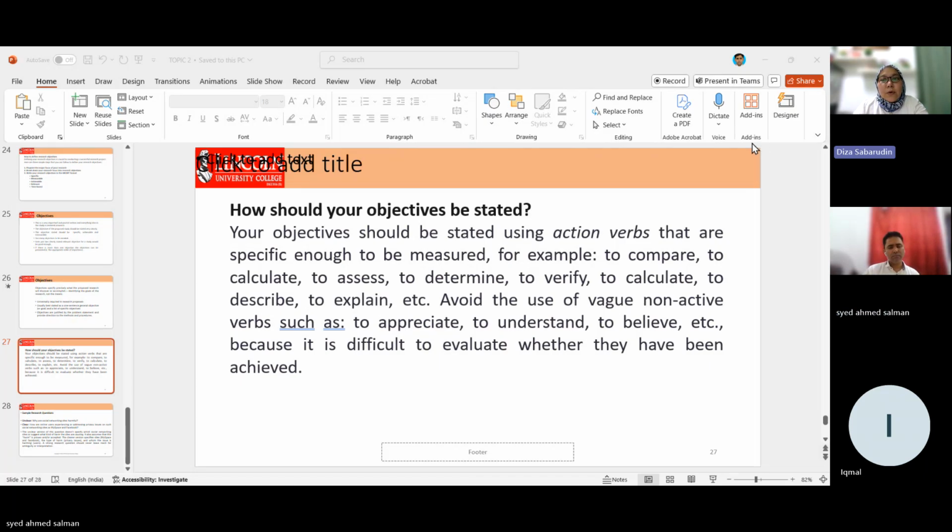First, the problem statement identifies the gap in existing knowledge or practice. It explains what is not yet understood, known, or effectively solved, and why this matters. By stating the problem clearly, researchers can justify the need for the study and highlight its significance. This helps readers, supervisors, or stakeholders understand the purpose and urgency of the research.